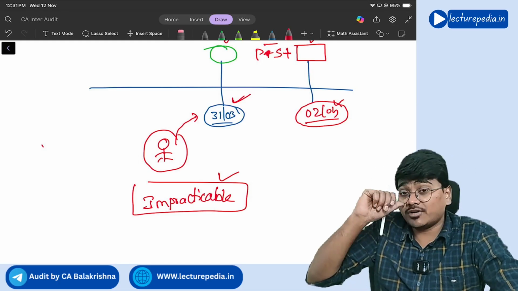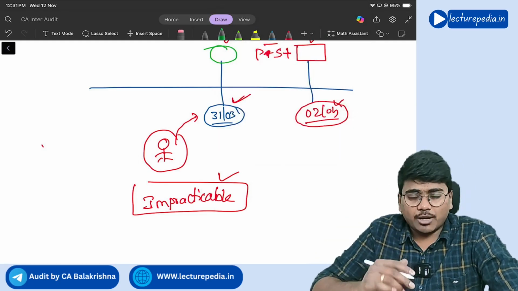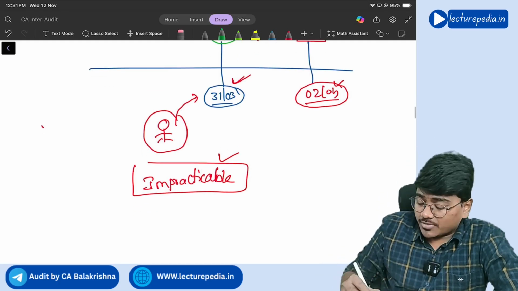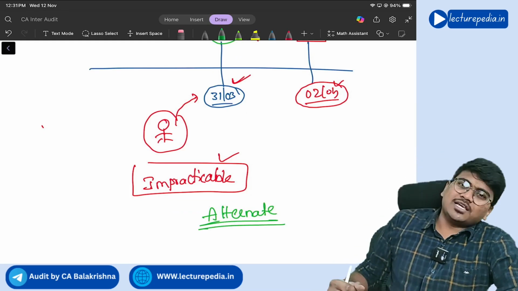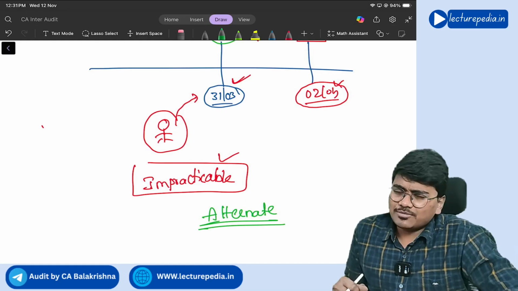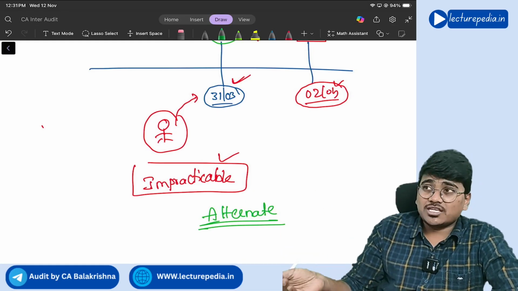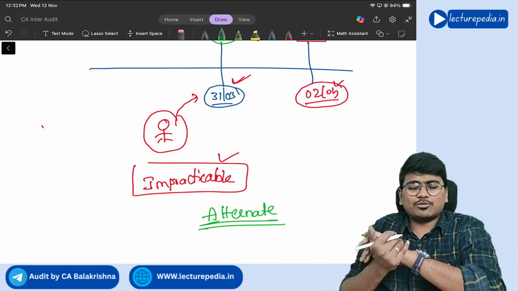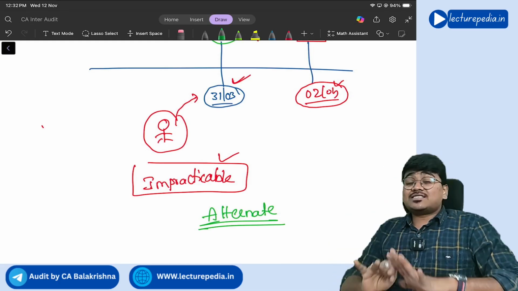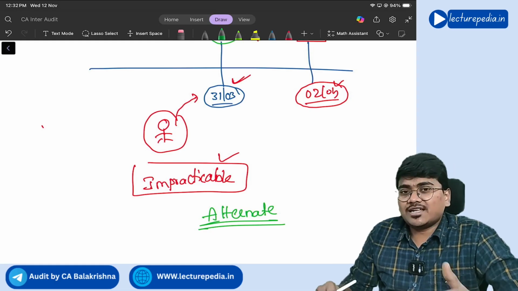Then what will the auditor do? It is impracticable to attend, but the auditor wants evidence about the inventory. He will see whether he can perform some alternate audit procedures to obtain the evidence. So what could be the alternate procedures? See, he cannot physically attend, but he will see whether he can send drones. So through drones, can I obtain evidence about the existence of inventory? Like this, he will check whether it is possible to obtain evidence through alternate procedures.